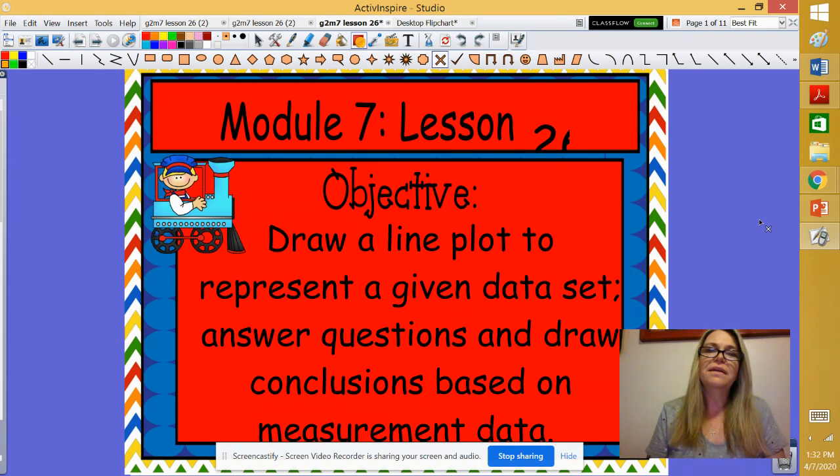Earlier this week, Ms. Bass introduced line plots. We're going to continue working with line plots, creating them, and then using that information to answer questions. Our objective is on the screen. We're going to draw a line plot to represent a given data set, answer questions, and draw conclusions based on measurement data.